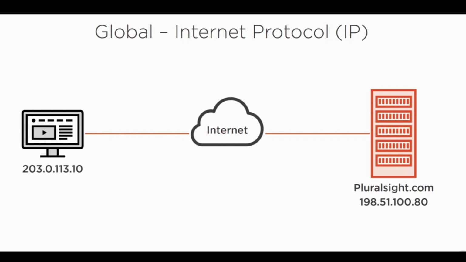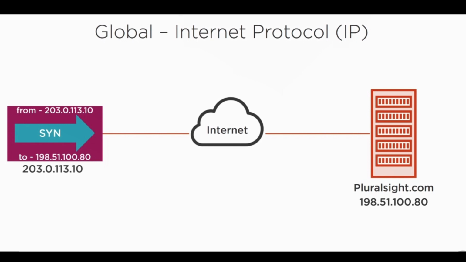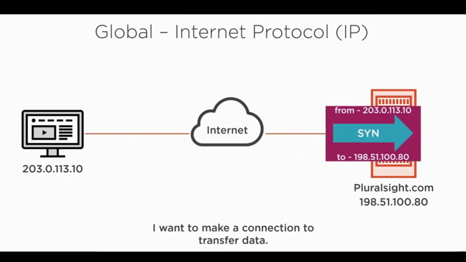For now, what we need to know is that in order for our workstation to be able to send that SYN message to Pluralsight.com, it has to know the IP address of Pluralsight.com. So what we do is we take our SYN message and we actually address it with a source and destination IP address, just like addressing an envelope that you're ready to send in the mail. We put a to address, which is where we're sending it to. In this case, it's Pluralsight.com at 198.51.100.80. And we're sending it from my workstation, which is at 203.0.113.10.